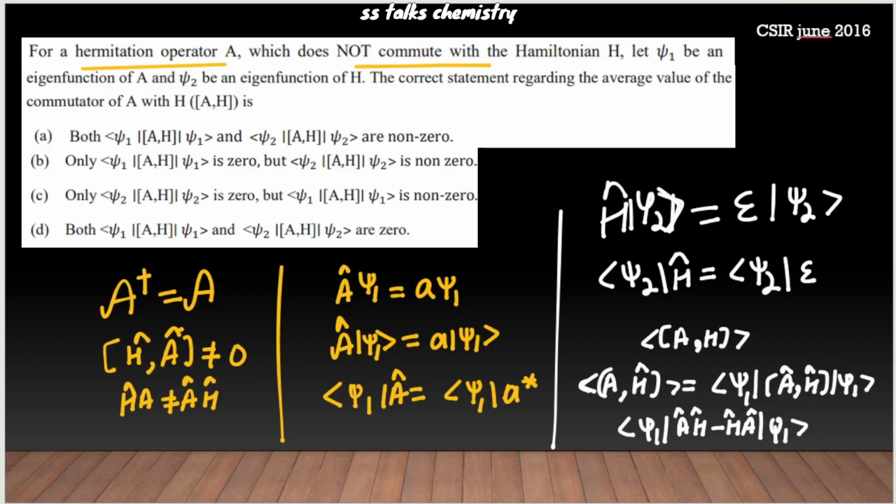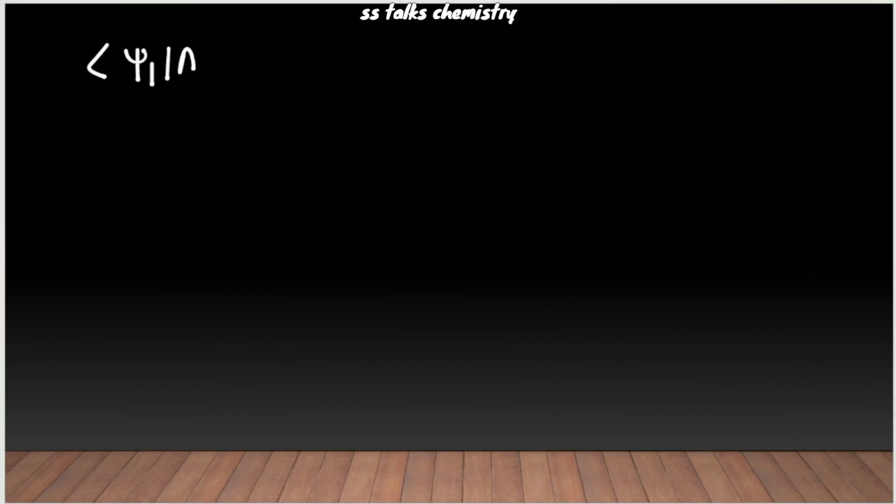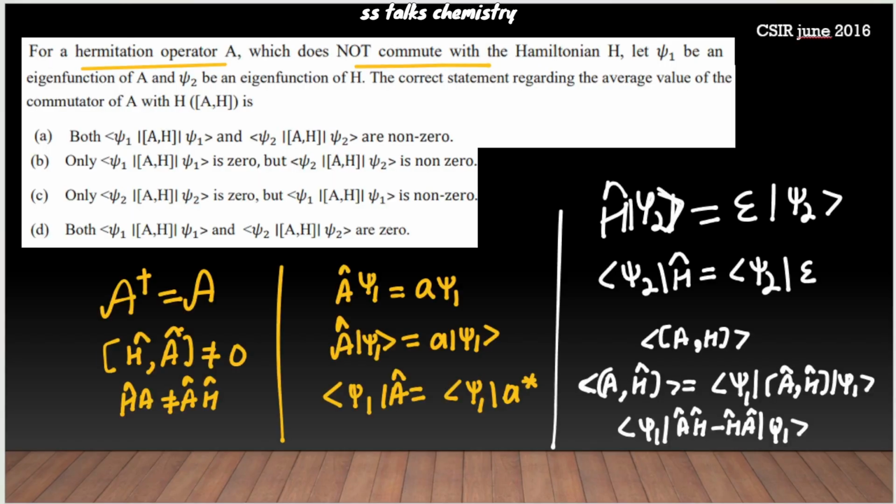Now open this again. So it will become psi1, AH applied over it, and then psi1 as it is, minus psi1, HA, and then psi1 as it is. Now you see here we can apply this value. We already know the Hamiltonian applied upon psi1, and we know the A value, which gives me this particular value, right?